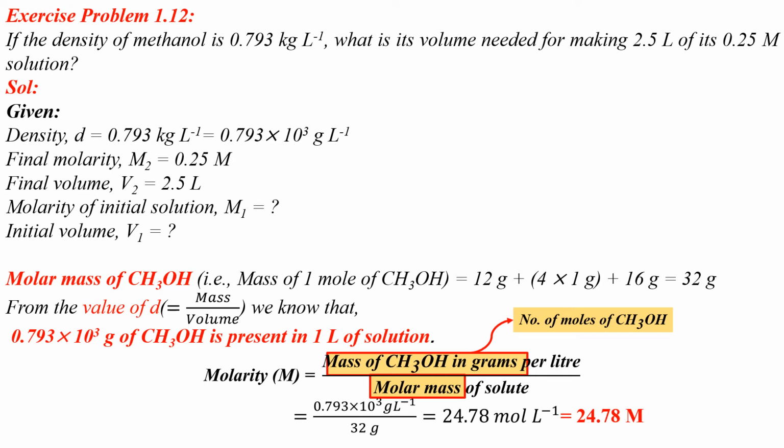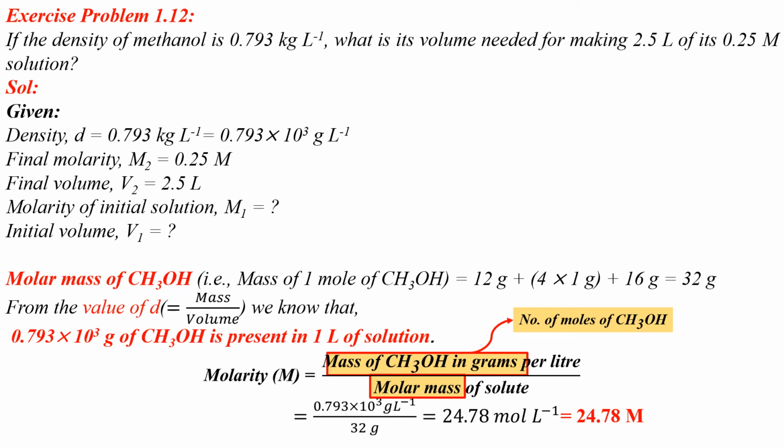Okay, so we must find out M1 and V1 of the original stock solution of methanol. In the first step, let's find out the molarity M1 of methanol stock solution, right? For this, we must calculate the molar mass of methanol. How do you do that?